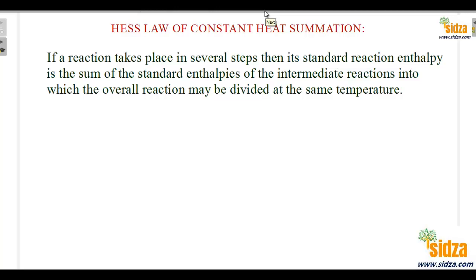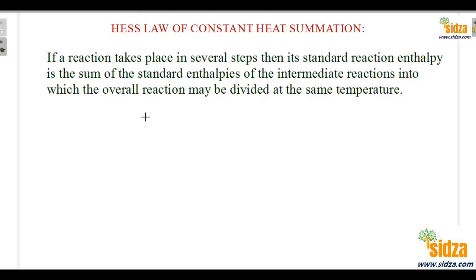Hess's law of constant heat summation. According to this law, if a reaction takes place in one step, or you carry out the same reaction in a number of steps, the total enthalpy change, the total energy change, will be the same. So according to Hess's law, if a reaction takes place in several steps, then its standard reaction enthalpy is the sum of the standard enthalpies of the intermediate reactions into which the overall reaction may be divided, at the same temperature.